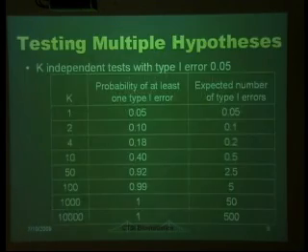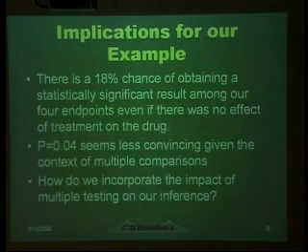So what are the implications for our example? Well, we did 4 tests. So if those were all independent tests, we would have about an 18% chance of making a type 1 error using that 5% cutoff. That's an 18% chance of obtaining a statistically significant result, even if there was no effect of the treatment on those outcomes. So with that context, that p-value of 0.04 may seem less convincing given this context of doing 4 tests.